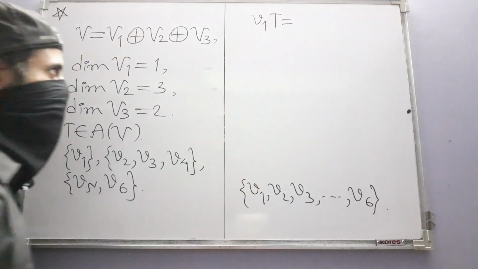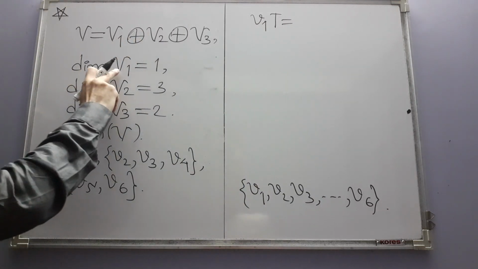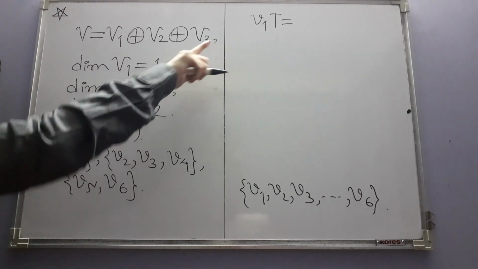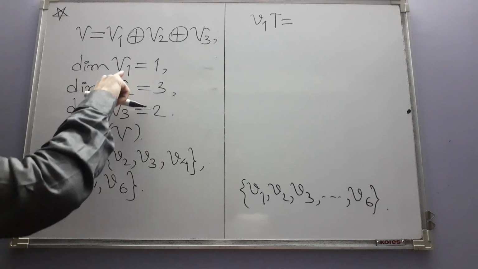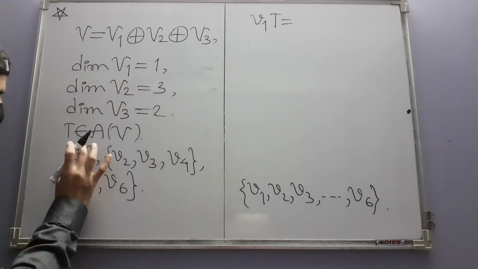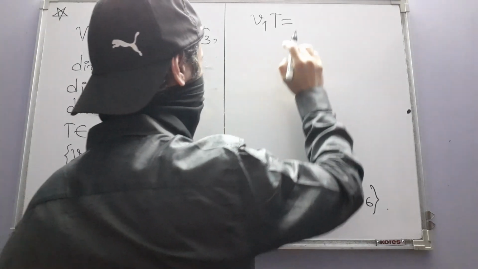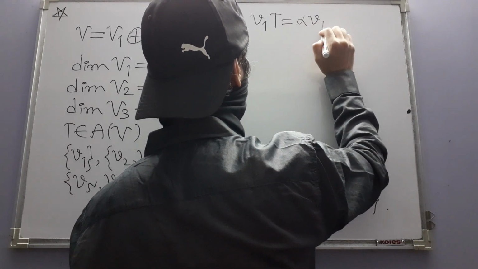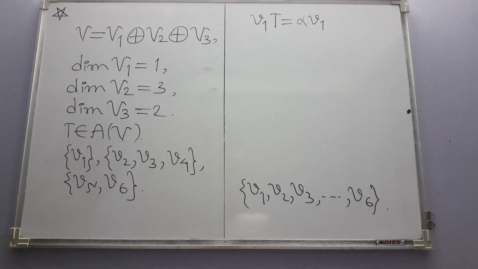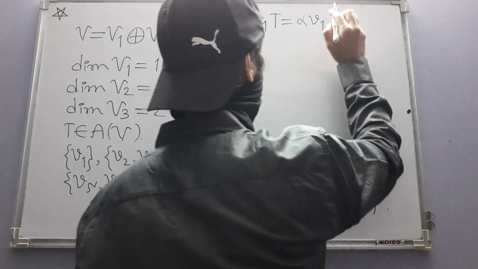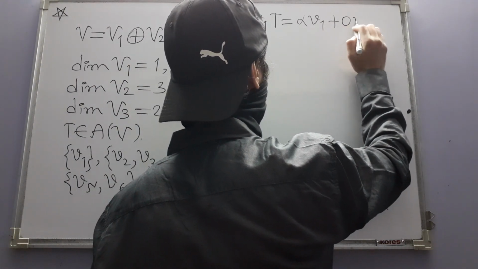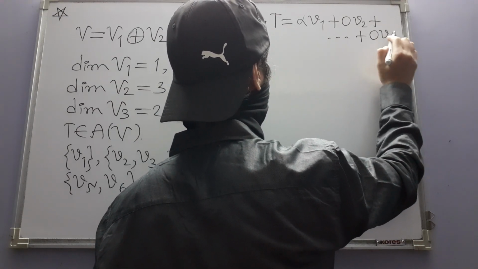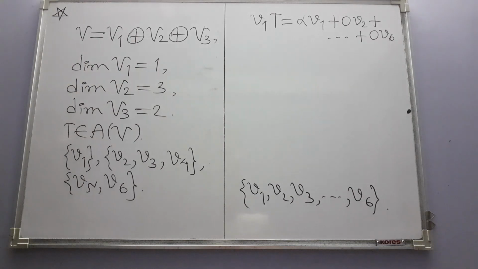V1T. Because capital V1 is invariant under T, that is again going to land in V1 itself. Since this is a basis of V1, I will have something here, say alpha V1. That's it. That means the other vectors are going to come with 0 coefficients in that linear combination.